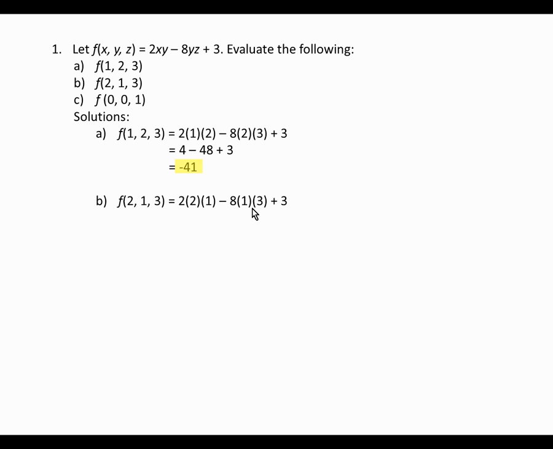For part B, f of 2, 1, 3. So x is 2, y is 1, z is 3. So I have 2 times 2 times 1, minus 8 times 1 times 3, plus 3. Just be sure you put the right numbers for the right letters, because after that it's just basic arithmetic. So I've got 4 minus 24 plus 3. It's negative 20 plus 3. I get negative 17.